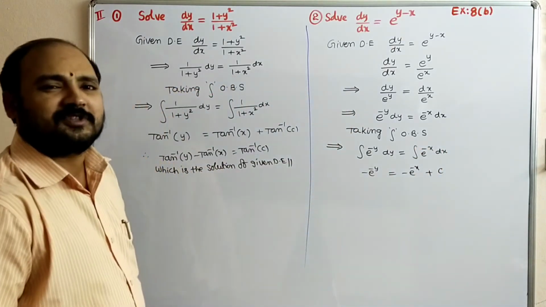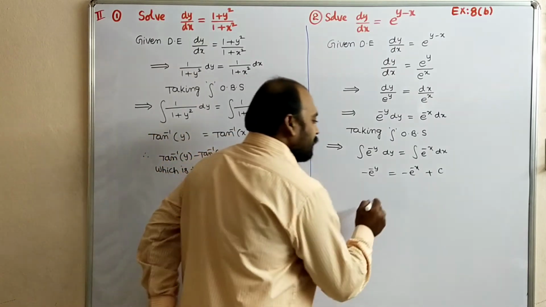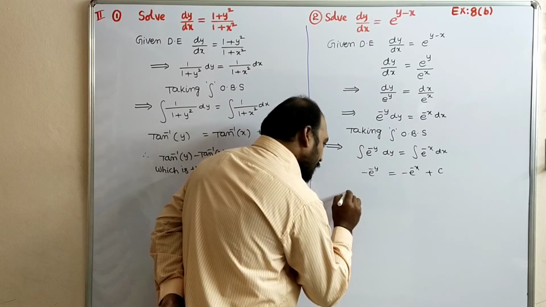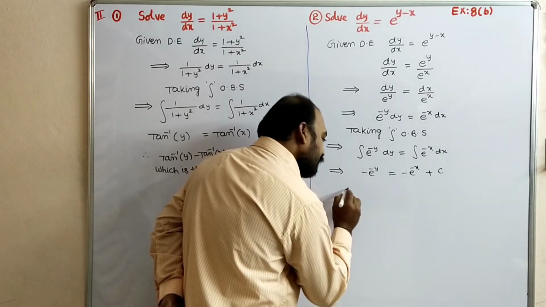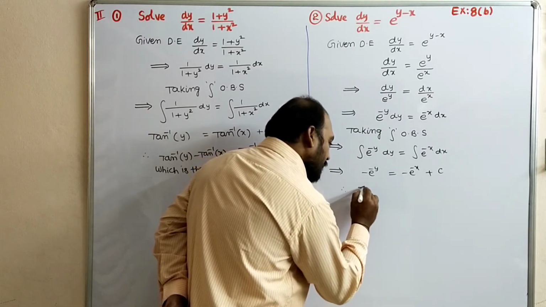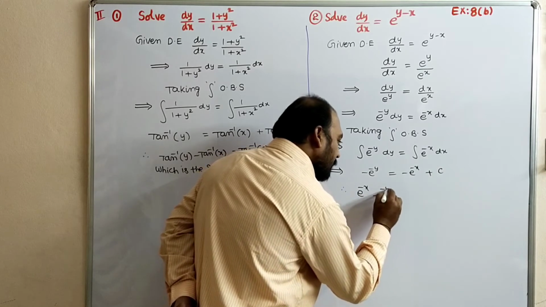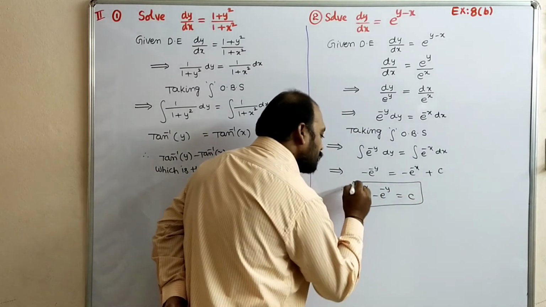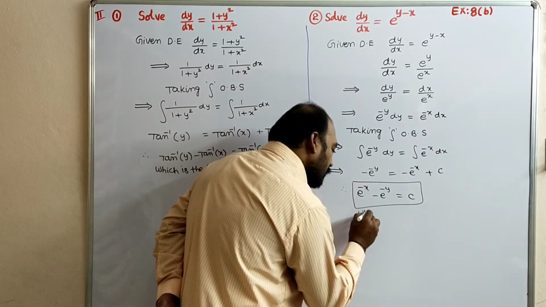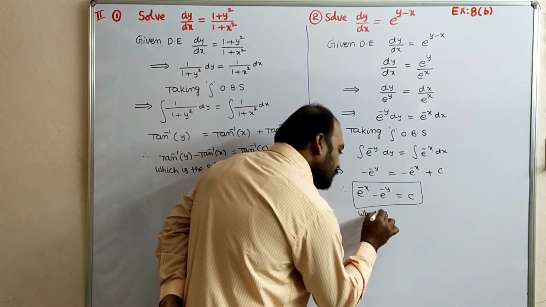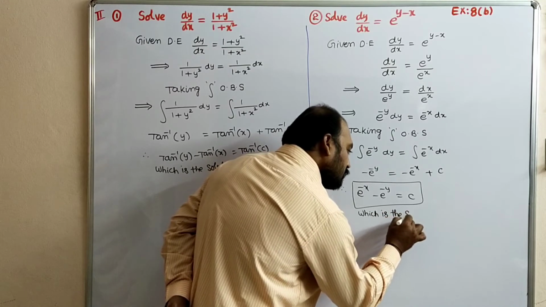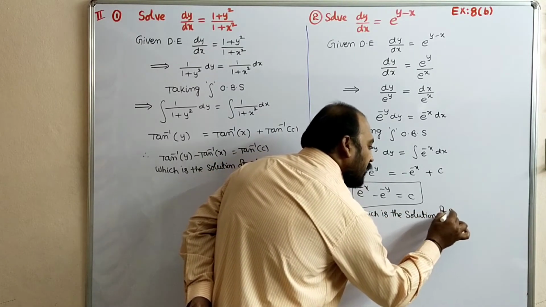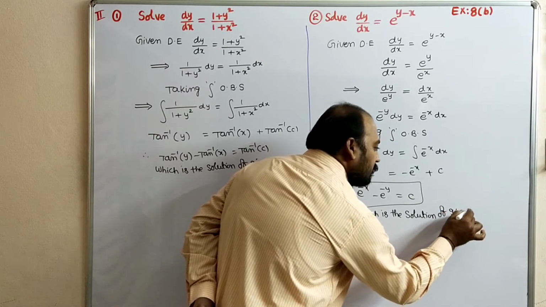Even if you want, e power c also you can write it. So minus e power minus x we can take this side. You will get e power minus x minus e power minus y is equal to c, which is the solution of the given differential equation.